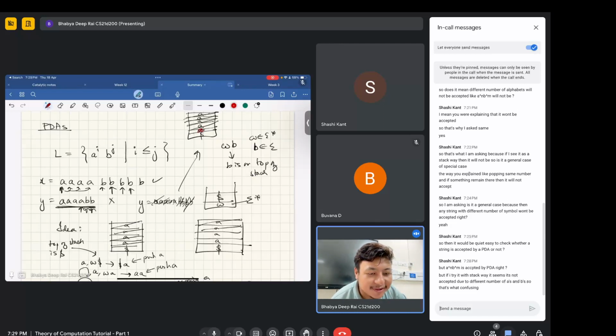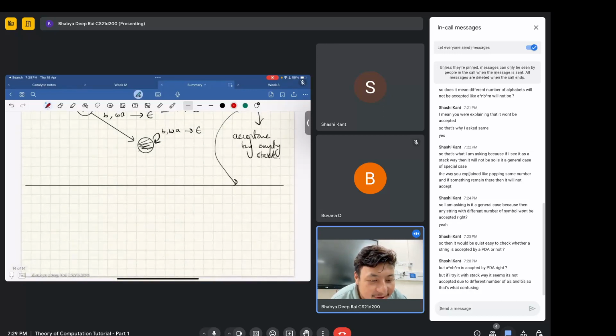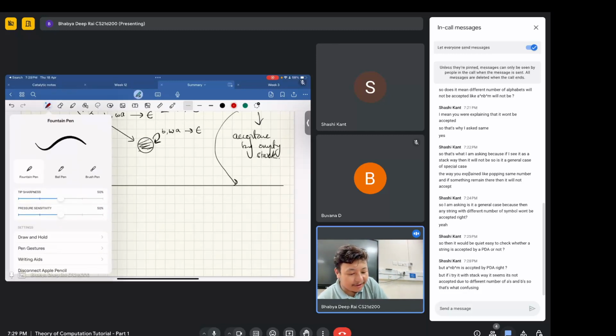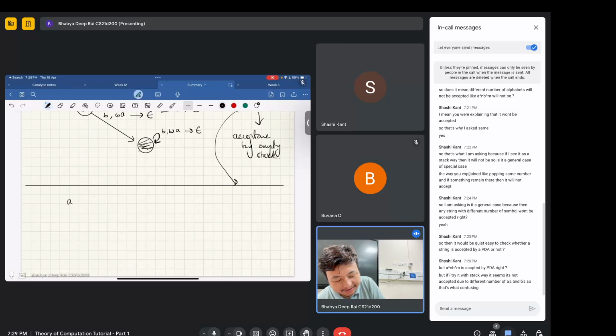Okay, so Sashikant is asking. This is quite easy to check whether a string is accepted by a PDA or not. That is true, Sashikant. But A to the N, B to the M is accepted by PDA, right? Yeah, that's true. But if I try it the stack way, it seems not to be accepted due to different numbers of A's and B's. So, wait, Sashi, I want to confirm whether the language you are talking about is A to the M, B to the M, where both are greater than or equal to 1.